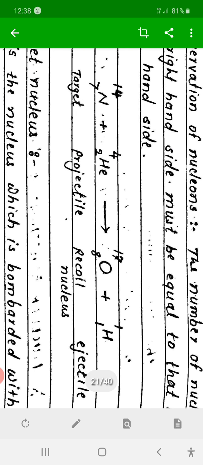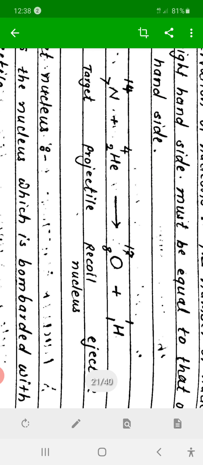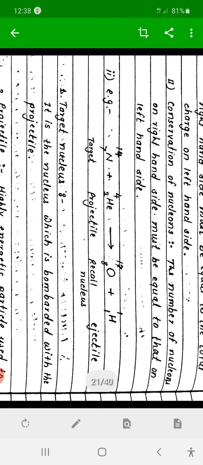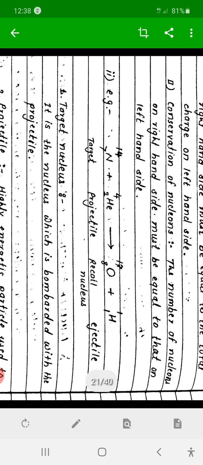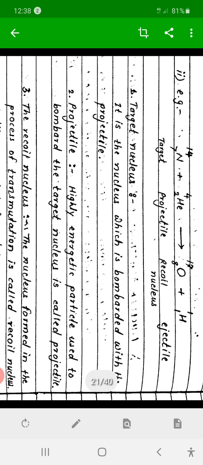See here, the number of nucleons, that is mass number, proton plus neutron, on both sides is also the same. For nitrogen 14, 7 protons, 7 neutrons, 14. For helium 4, 14 plus 4, 18. On the product side, 17 plus 1, that is 18. 18, 18 on both sides. This is the rule for nuclear transmutation reactions: charge as well as number of nucleons on both sides, reactant side and product side, must be the same.